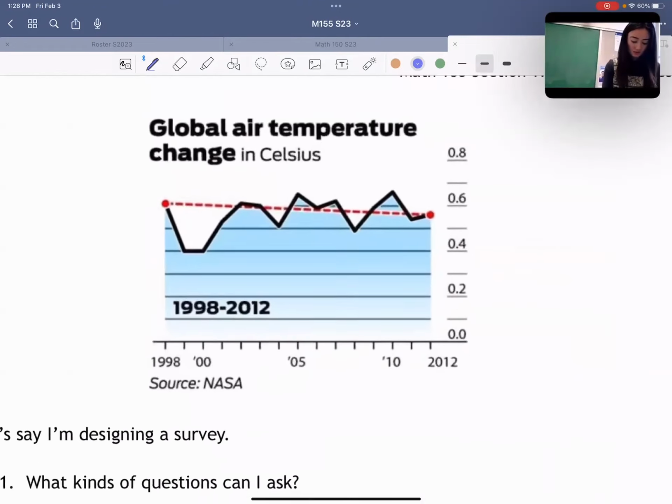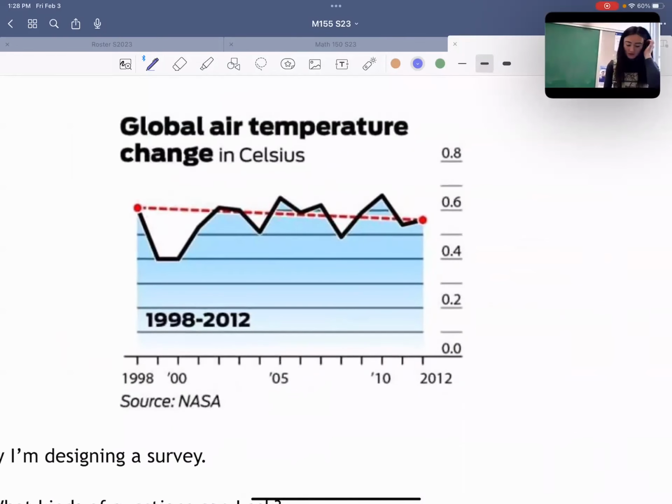This one's a little bit more deceptive. We have the global air temperature change in Celsius. We have this nice graph here. It was made by NASA, which is great. There's this red line on top of it. Looks like the graph is going down. Does anyone know what this red line is called?